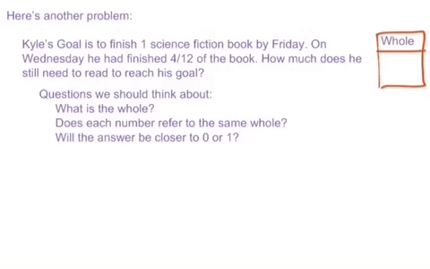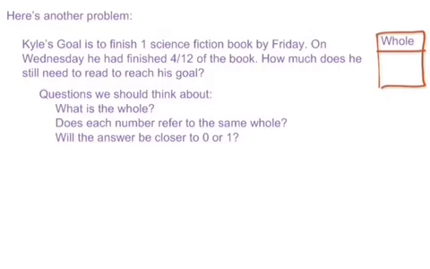Here's another problem for you. So Kyle's goal is to finish 1 science fiction book by Friday. Great goal to me, sounds like. On Wednesday, he had finished 4/12 of the book. How much does he still need to read to reach his goal? Again, the questions we should think about. What is the whole?